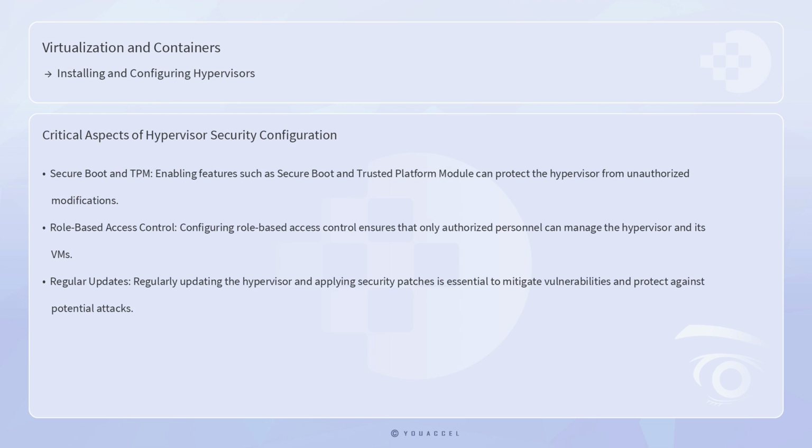Security configuration is another critical aspect of hypervisor setup. Enabling features such as Secure Boot and Trusted Platform Module can protect the hypervisor from unauthorized modifications. Furthermore, configuring role-based access control ensures that only authorized personnel can manage the hypervisor and its VMs. Regularly updating the hypervisor and applying security patches is essential to mitigate vulnerabilities and protect against potential attacks.